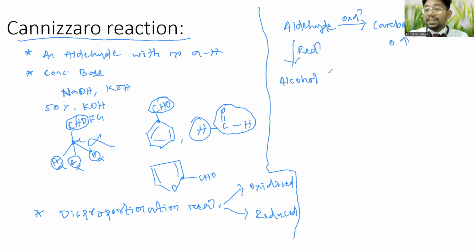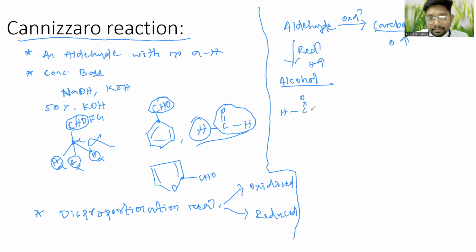And here what is happening? Here hydrogen content is increasing, and you know increase in oxygen content is oxidation, increase in hydrogen content is reduction. So here, what we are getting? One carboxylic acid and one alcohol from aldehyde which doesn't contain any alpha hydrogen. So let's see. If we consider this aldehyde formaldehyde.